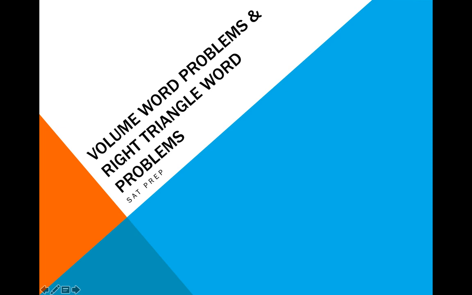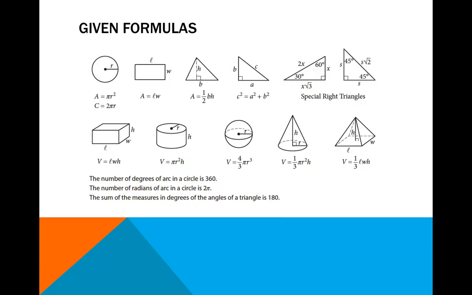So we're moving into the additional topics section of SAT prep, and the additional topics basically are going to move into things that you learned in geometry. So today we're going to take a look at volume, and we're also going to take a look at right triangles. As far as the volume word problems go, you really just want to make note of the formulas that are given to you on the SATs.